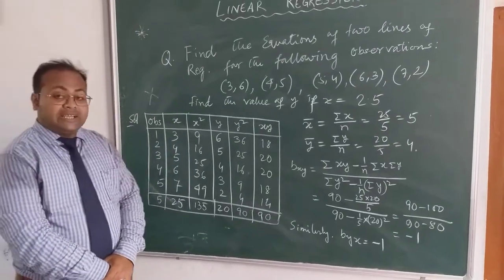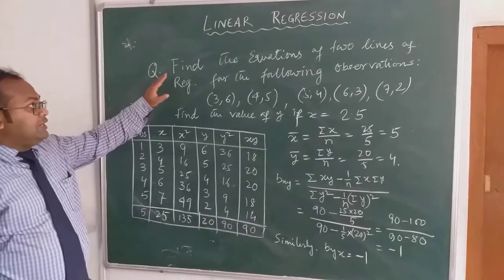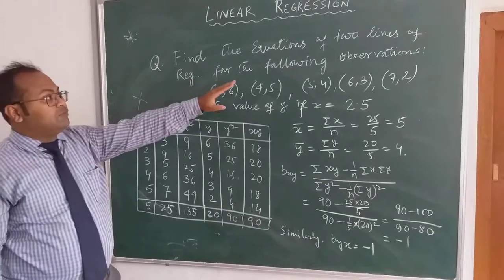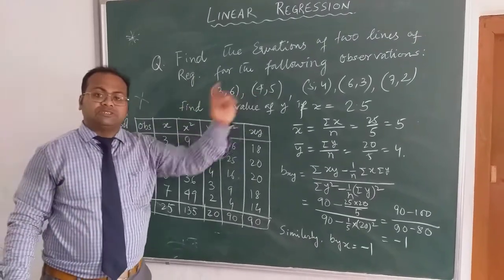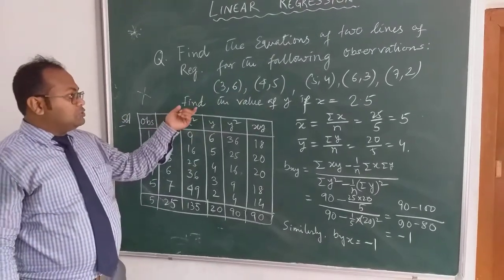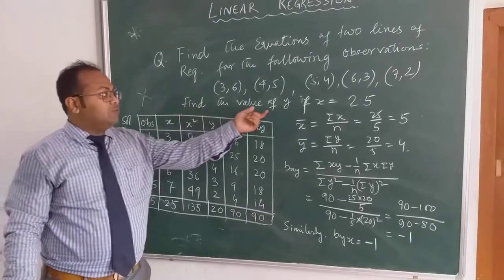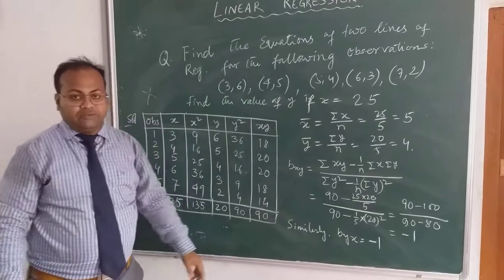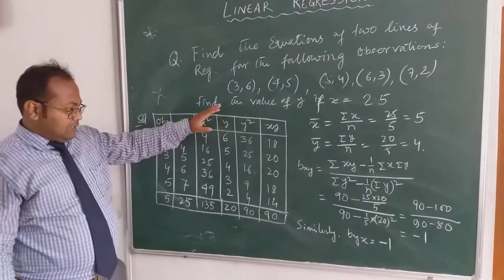So here we have the next question. See the question: find the equations of two lines of regression for the following observations. Now here the observations are given. Okay, and also the second part of this question is find the value of y if the value of x is given 2.5. Okay. Now see carefully here.